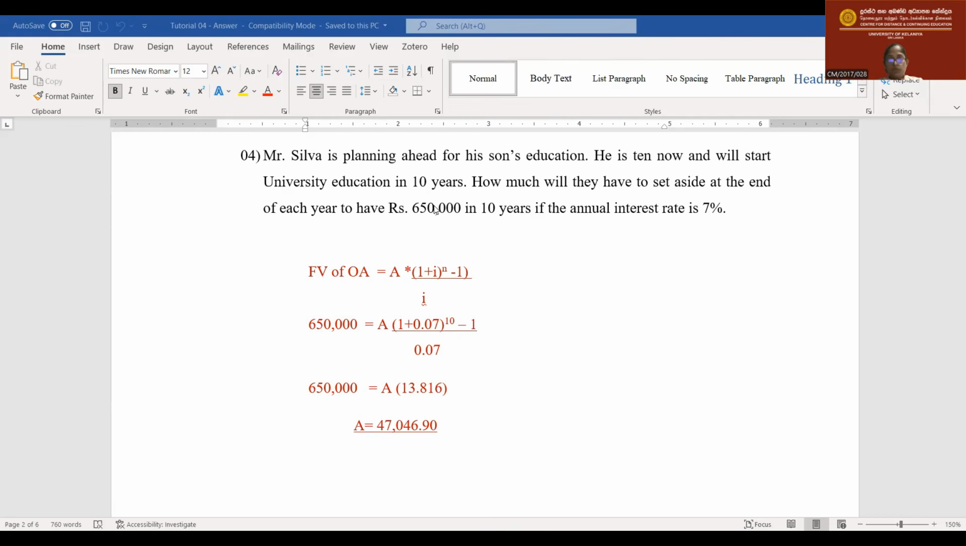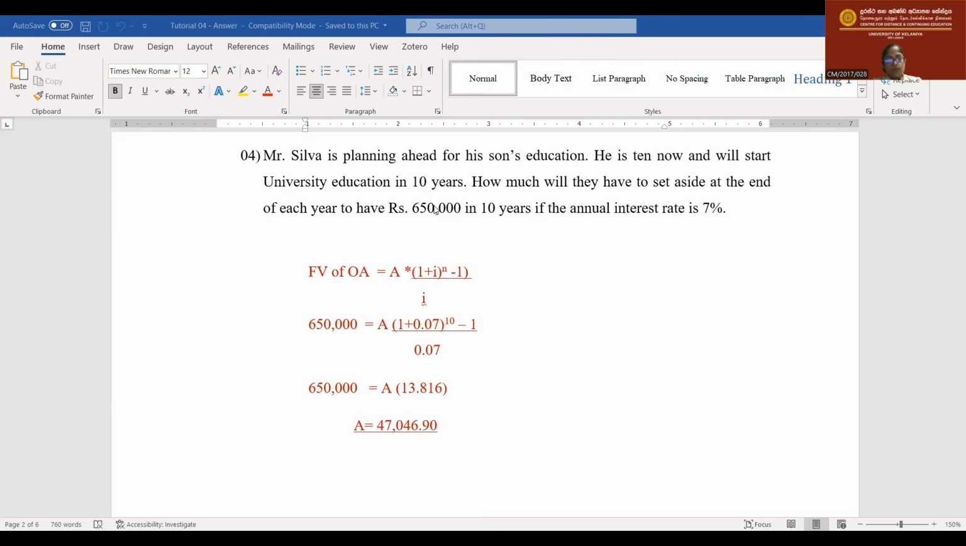Future value. Is it an ordinary annuity or annuity due? At the end of each year, they will have to set aside, therefore it's an ordinary annuity, right? Write the formula: A multiplied by (1 plus i)^n minus 1, divided by i. Here the future value of the ordinary annuity is 650,000, and A is what you have to find, right? How much they will set aside at the end of each year. 1 is default, i is 0.07, and there is no compounding. What would n be then? n is directly given. It's 10, right? Minus 1, divided by 0.07.